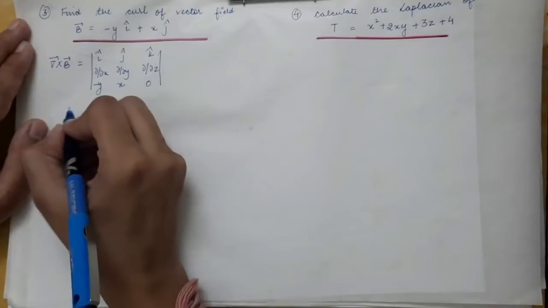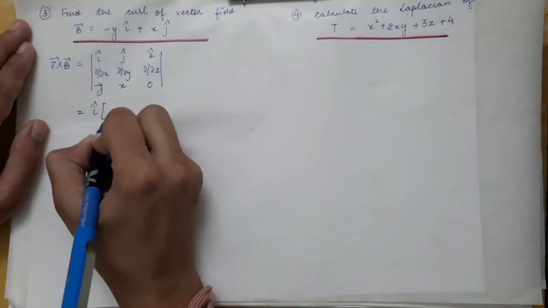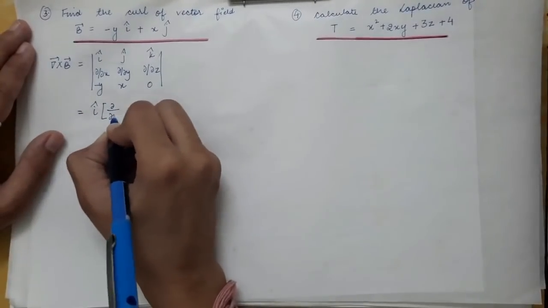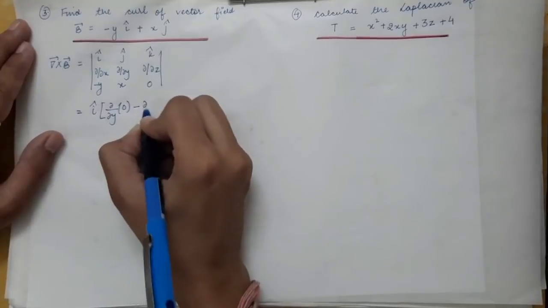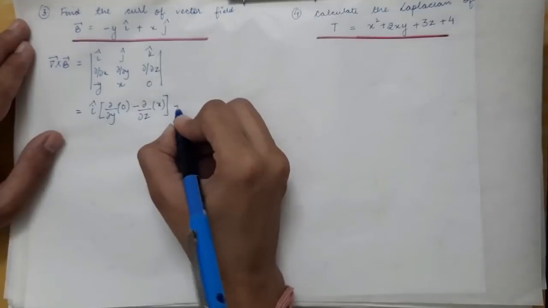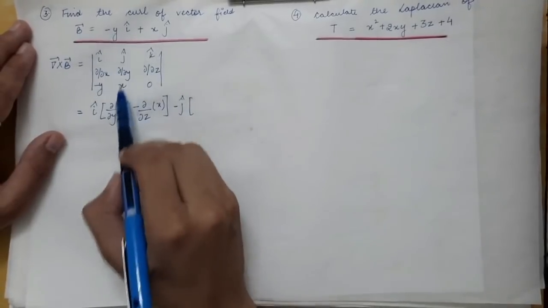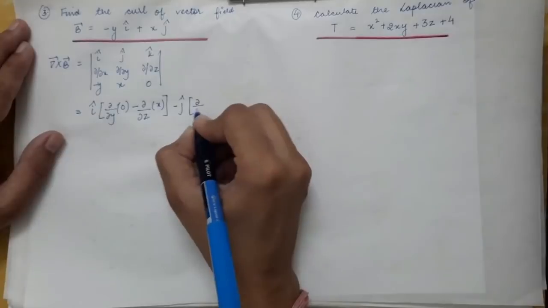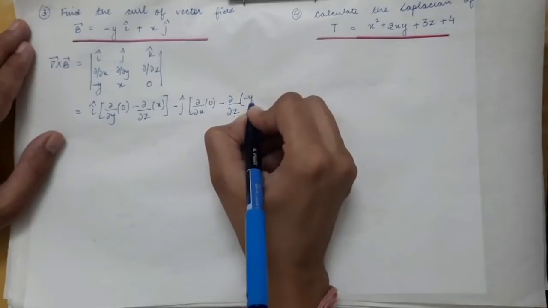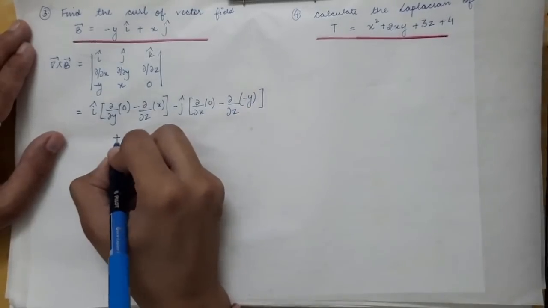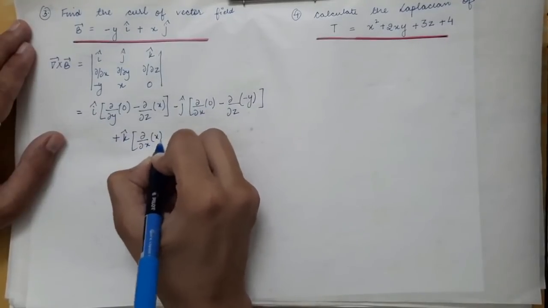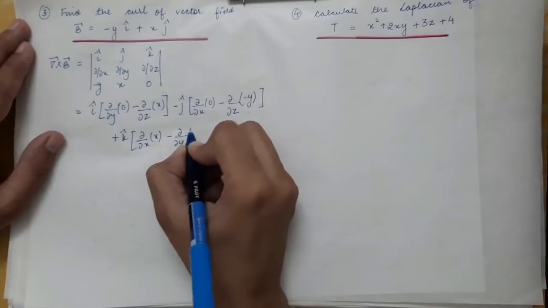So on solving we will get first i cap, del by del y of 0 minus del by del z of x. So we are solving the determinant. Then minus j cap, del by del x of 0 minus del by del z of minus y. And at last plus k cap, del by del x of x minus del by del y of minus y.